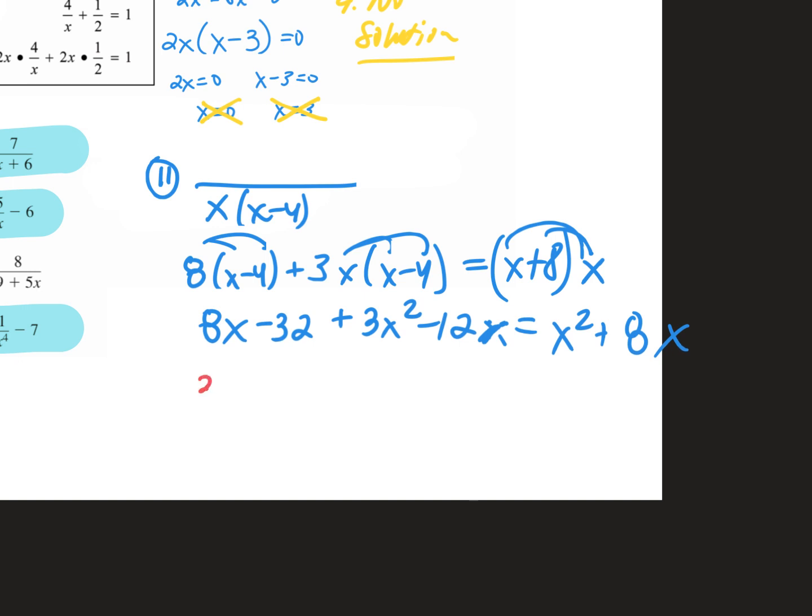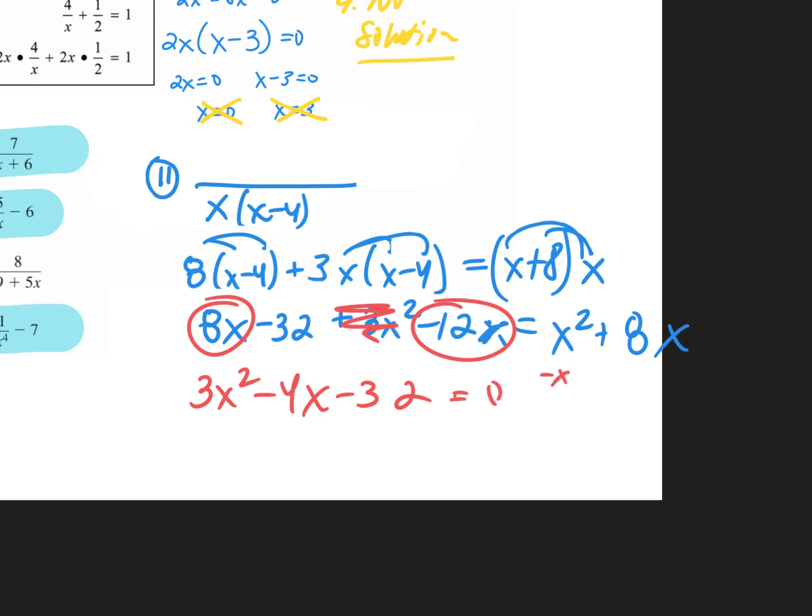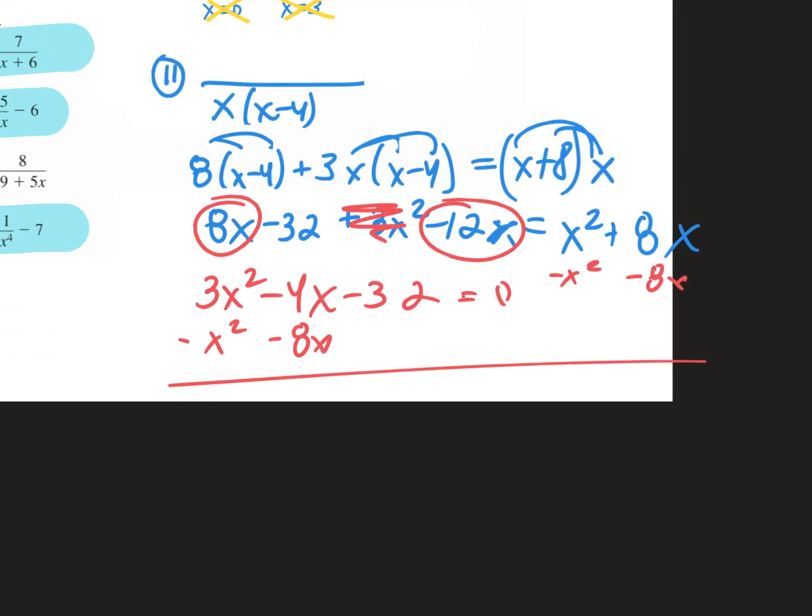Go ahead and simplify everything on the left-hand side first. So I have my 3x squared. What's 8x minus 12x? Negative 4x, good. Minus 32. And then how can I move 8x, and x squared to the other side? Subtract x squared and subtract 8x. So 2x squared minus 12x minus 32 equals 0.